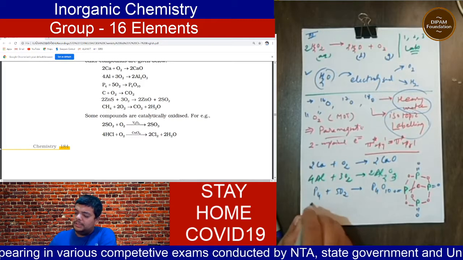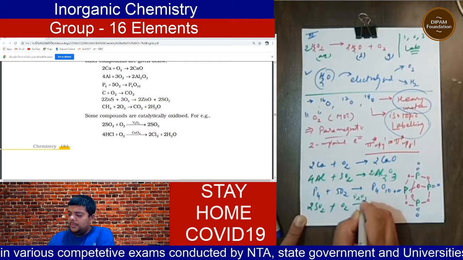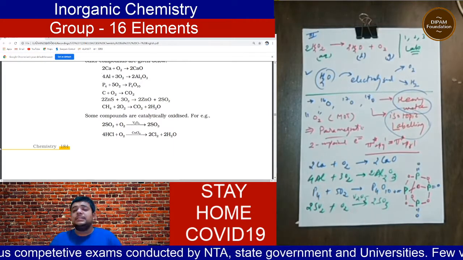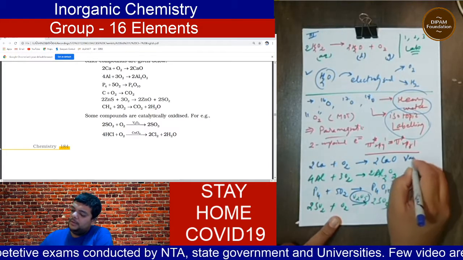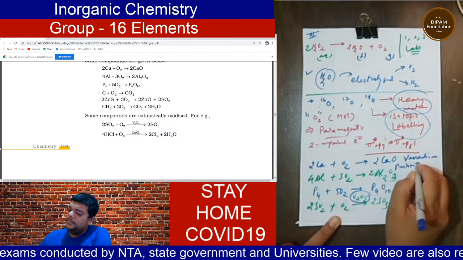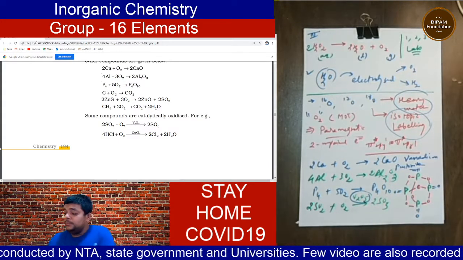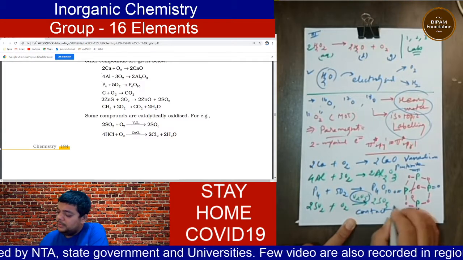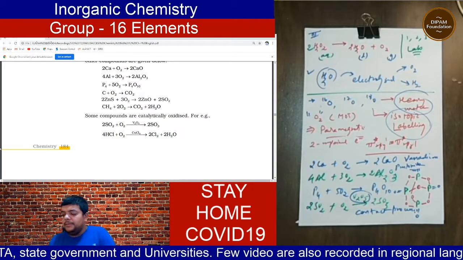But the two reactions at the bottom, that is 2SO2 plus O2 in presence of V2O5 gives 2SO3, is very important reaction because the catalyst is vanadium pentoxide. V2O5 stands for vanadium pentoxide, and on the contrary, it is also a popular process known as contact process.